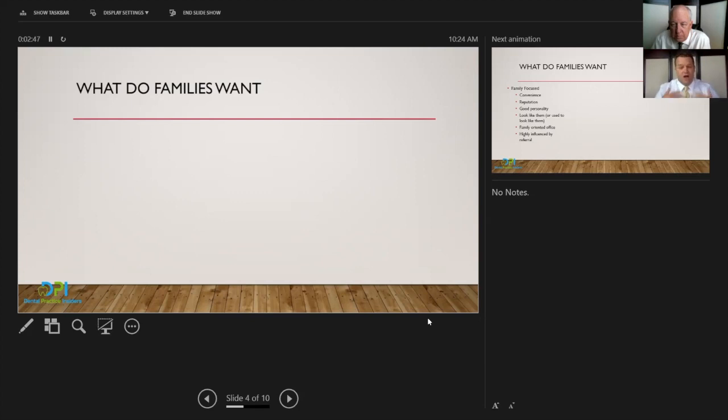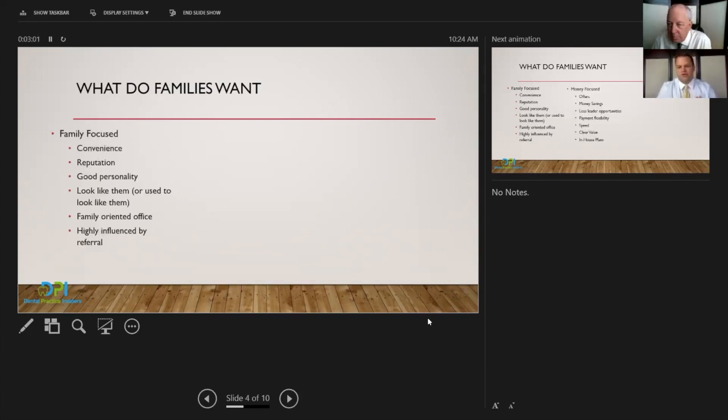Now, when we're talking about just families, you might think that all families are going to go into that family-focused category, but the truth is that's not correct. They actually will fall into one of those three categories. So let's go through each of those individually and look at what it is that those groups want.